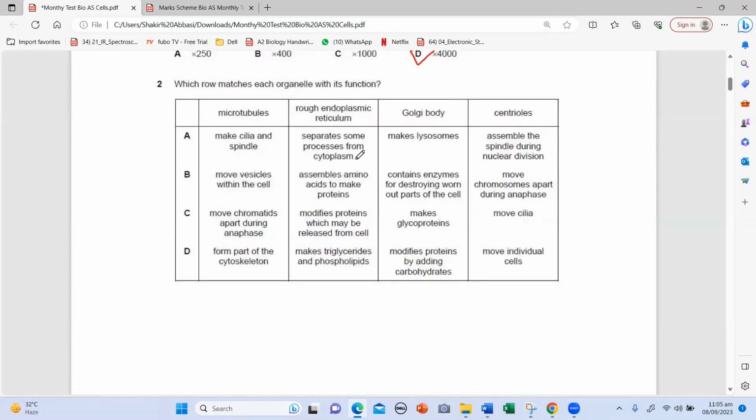And in the Golgi body, vesicles are pinched off from the Golgi. Some of these vesicles can act as lysosomes. And centrioles assemble the spindle during nuclear division. Centrioles have a role in nuclear division. Although their role is uncertain, in animals it is thought that they make spindles. A spindle means a particular shape of the microtubules. So the answer is alpha.